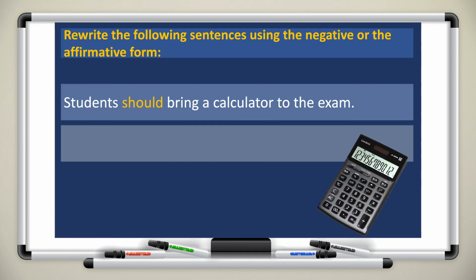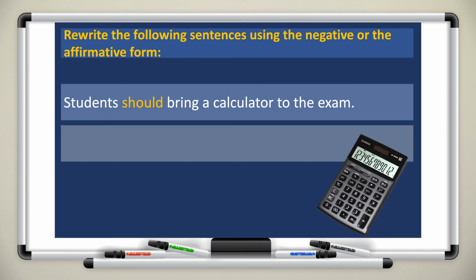Now, if I asked you to rewrite the following sentences using the negative or the affirmative form, meaning if the sentence is negative, turn it into the affirmative form. And if the sentence is in the affirmative, turn it to the negative form. Let's start with this sentence. Students should bring a calculator to the exam.